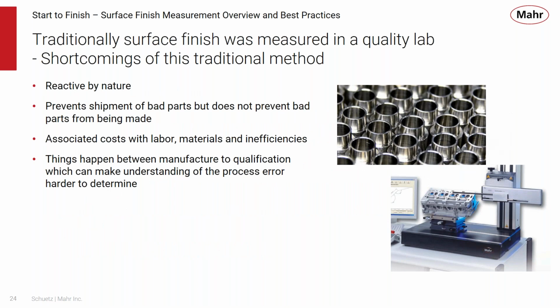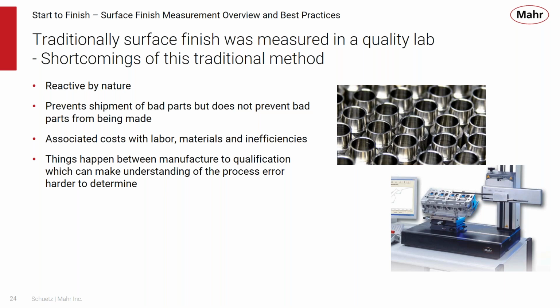Now, traditionally, surface finish is measured in a quality lab, back in the corner of the factory. But there are some shortcomings to this older traditional method. It's reactive by nature. It helps prevent bad parts from being shipped, but it doesn't prevent bad parts from being manufactured. There's cost to this: the cost of moving the parts to a lab, producing bad parts while they're being manufactured, and so there's a lot of unneeded and wasted time in this process.